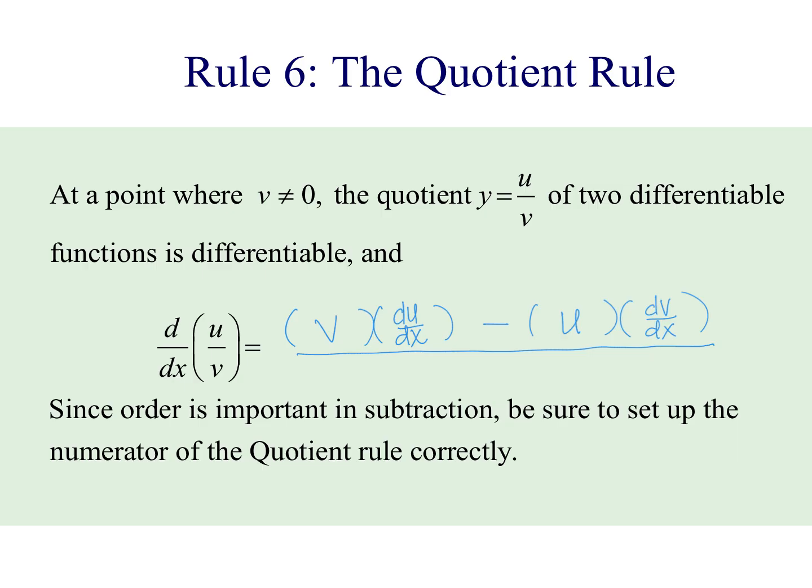And then it does have a denominator, and the denominator is the original denominator squared. Not the derivative of the denominator, just the original denominator squared. The order is important because if you have the order wrong in the numerator, then your answer will be the negative of what it should be. So make sure the last shall be first, or the bottom shall be first, however you remember it, so you're doing it in the right order.